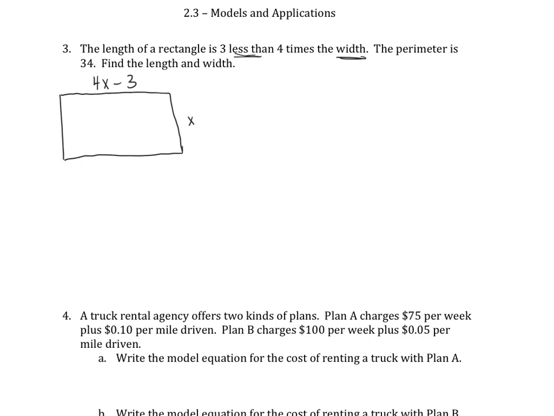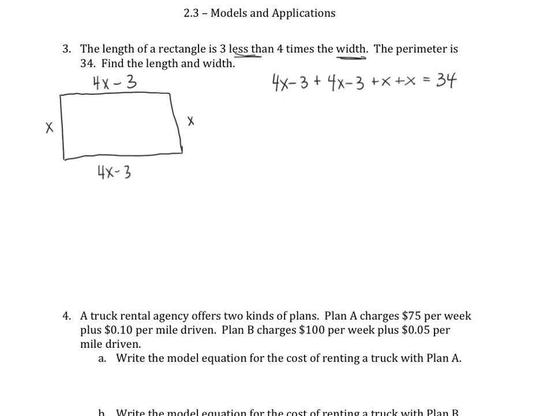Remember that in a rectangle, the lengths are the same and the widths are the same, right? So those are equivalent. So if I want to label all of them, I could put an x here, and a 4x minus 3 here, and then I'm going to add up all the sides. So I'm going to have 4x minus 3 plus another 4x minus 3, and then plus x, plus x, equals, what's the perimeter? 34.